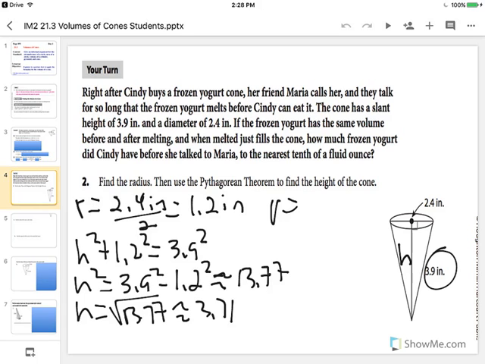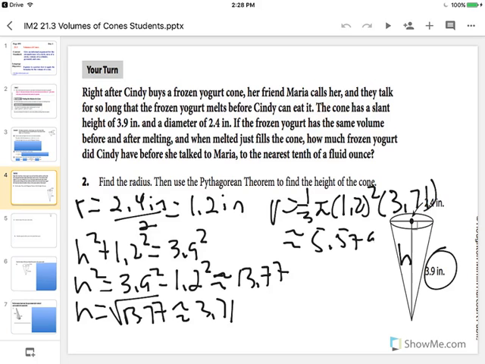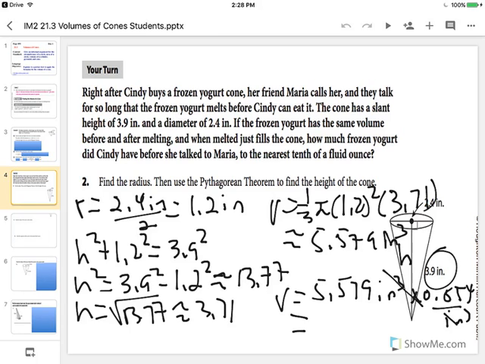So the volume we see was 1/3 pi times the radius 1.2 squared times the height 3.71. So when we work this out, this gives us roughly 5.579 inches cubed. So we convert it to fluid ounces. We take 5.579 inches cubed times 0.554 fluid ounces over inches cubed. So the inches cubed cancel out. So then this will give us roughly 3.09 fluid ounces.